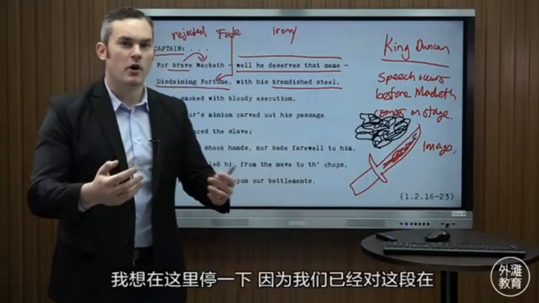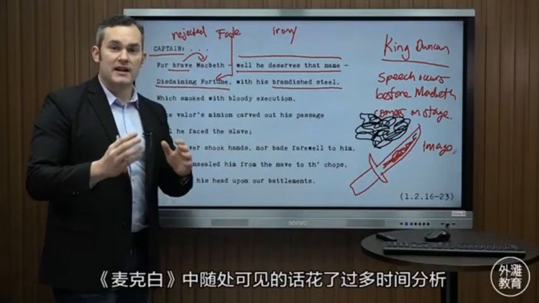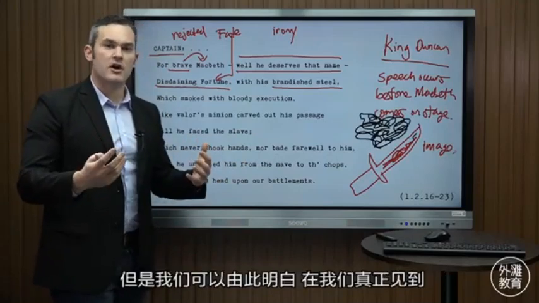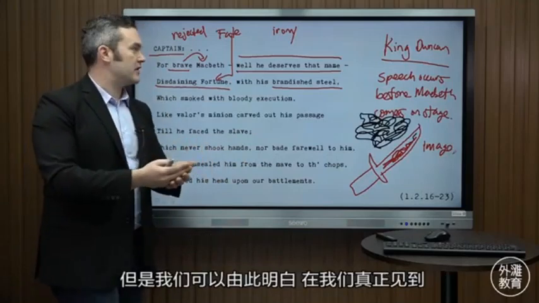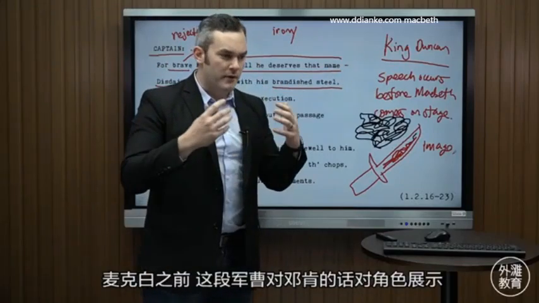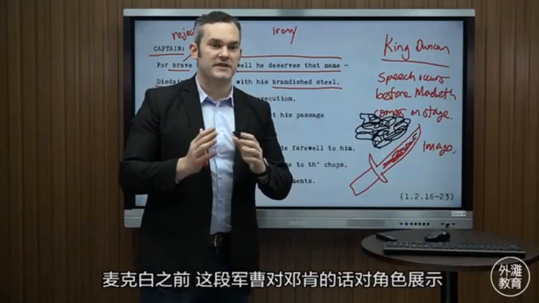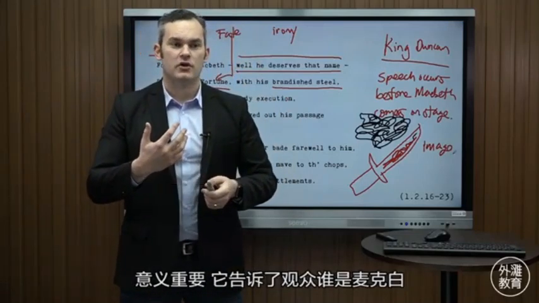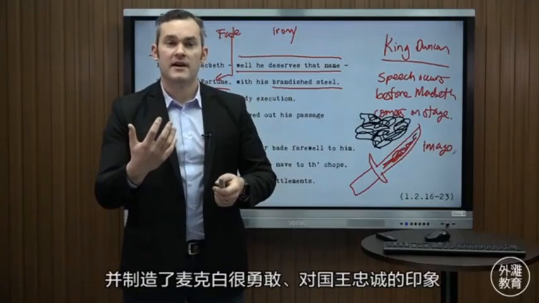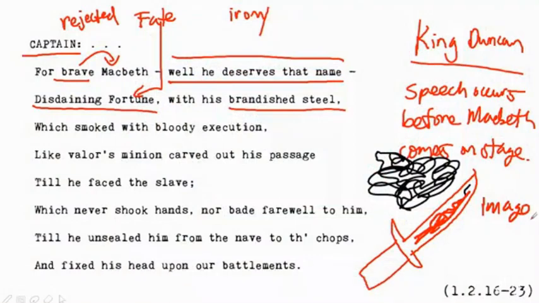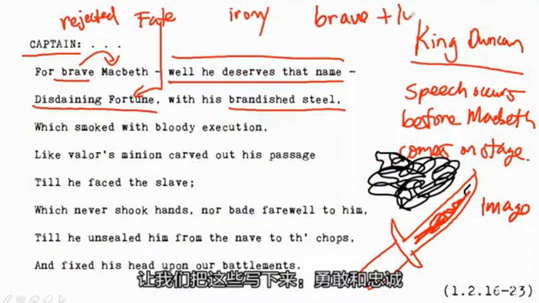Okay, so I want to pause here. We could spend a lot more time analyzing this speech, as we could virtually any speech in Macbeth. But I think we get the sense now that this speech by the captain to Duncan, before we even meet Macbeth in the play, really performs an important role of character exposition in telling the audience who Macbeth is and creating an impression of Macbeth that he is brave and that he is loyal to the king. Let's write that down. Brave and loyal.